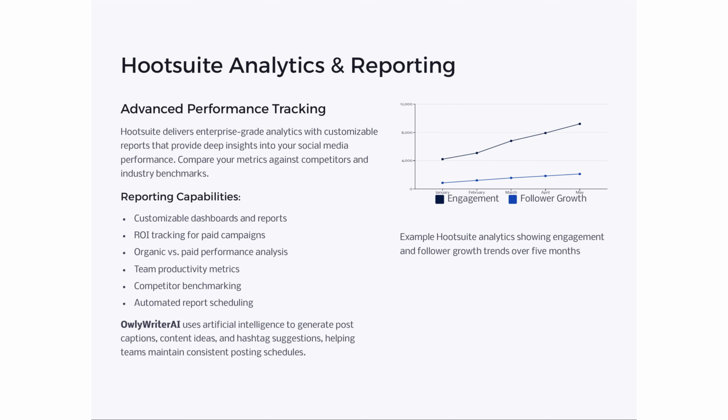Hootsuite's analytics offer advanced performance tracking with customizable reports, enabling deep insights into social media metrics. Compare against competitors and industry benchmarks. Features include customizable dashboards, return on investment tracking, organic versus paid analysis, team productivity metrics, and automated report scheduling. OwlyWriter AI enhances content creation with AI-generated captions and hashtag suggestions, ensuring consistent posting schedules.